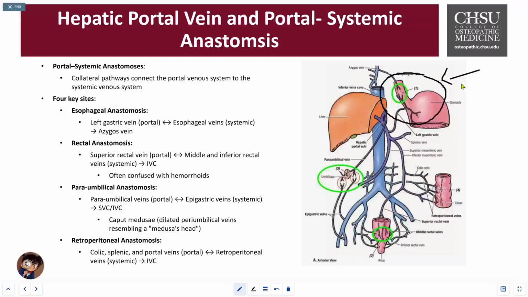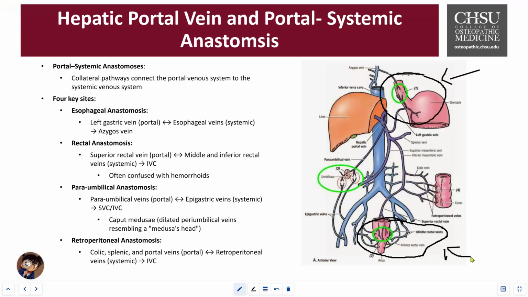The second one is the rectal anastomoses. This is when the superior rectal vein from the portal system anastomoses with the middle and the inferior rectal vein system. This then drains into the IVC, and engorgement at this site can also mimic issues like hemorrhoids, but with a significant amount of bleeding. Over here on the bottom, in letter number 2, you see this is the region of the inferior rectal veins.